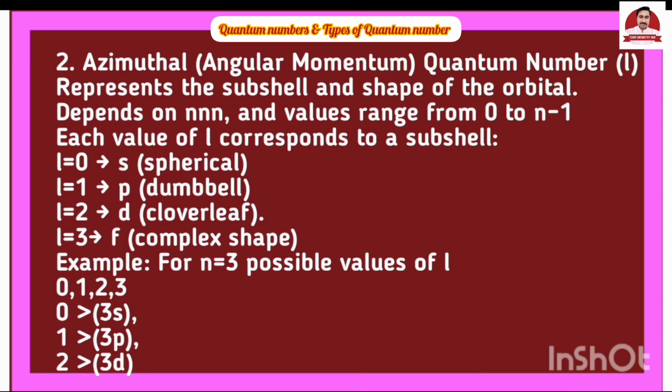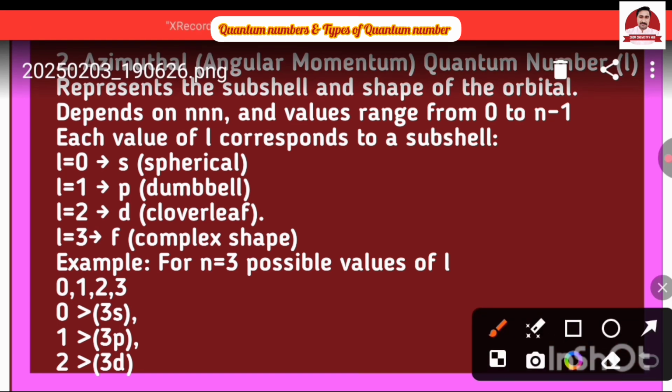Next is the azimuthal quantum number. The azimuthal quantum number represents the subshell and the shape of the orbital, and it depends on the shell number, that is, it depends on the n value, and its value ranges from 0 to n minus 1.